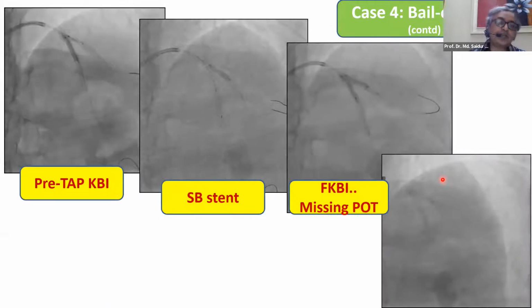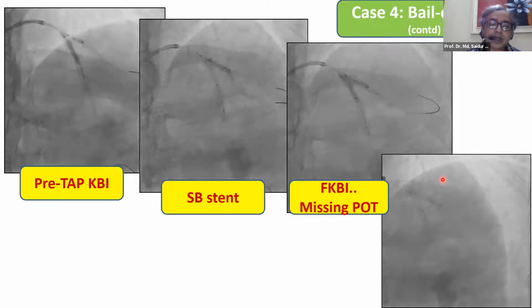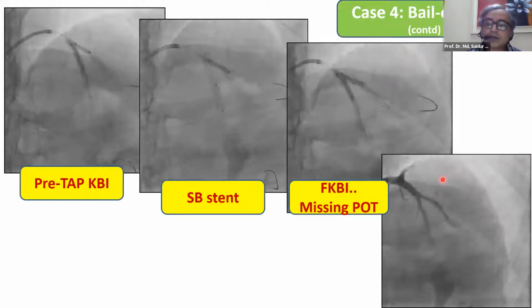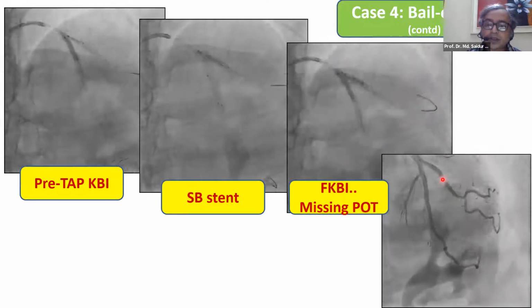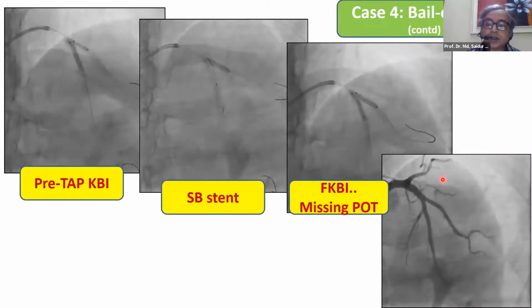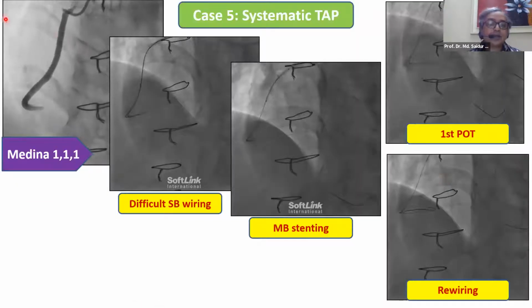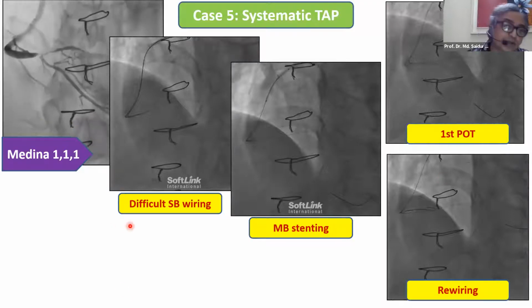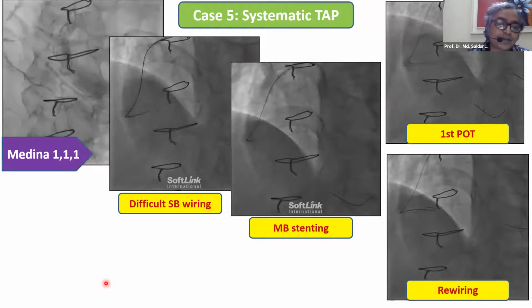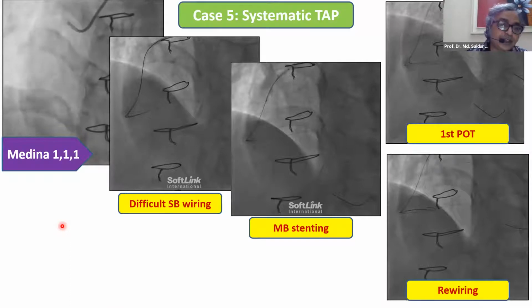And here I usually do TAP. Pre-TAP KBI is one of the options which can make the whole procedure much more beautiful. That's why the pre-TAP KBI was done here, and SB stenting was done, and then the final KBI was done along with the POT. We couldn't do that one because there was not enough space for a POT. The result was not that much better. So sometimes you cannot do all the steps, but do as much as you can.